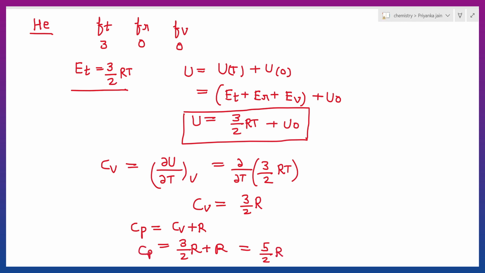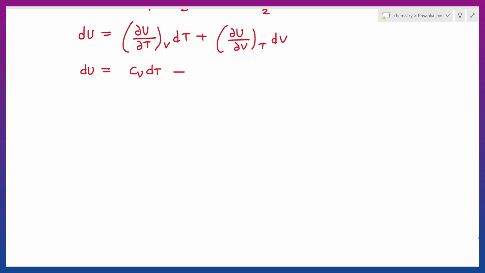Now once you know the value of Cp and Cv, then you can find out the change in the internal energy. How? You see here. We know dU is equal to del U upon del T at constant V dT plus del U upon del V at constant T dV. Now you can write dU is equal to Cv dT plus pi dV. This is internal pressure.